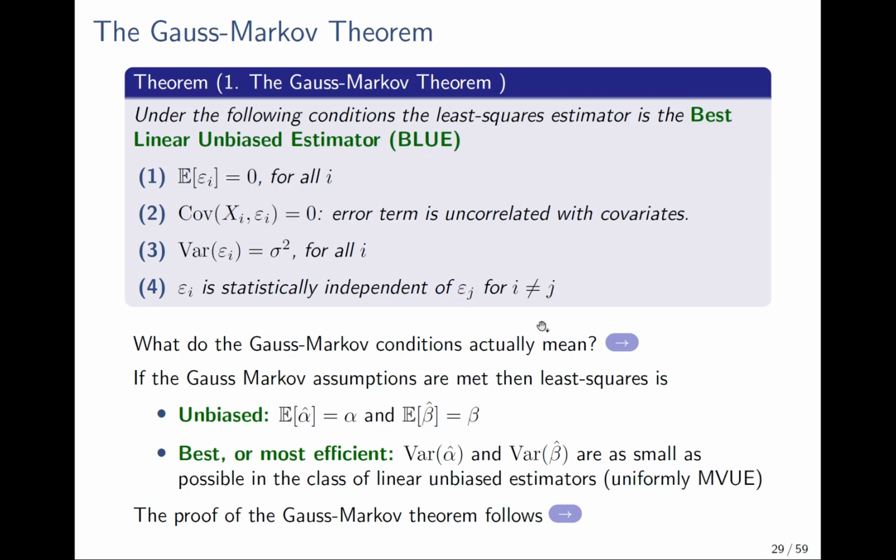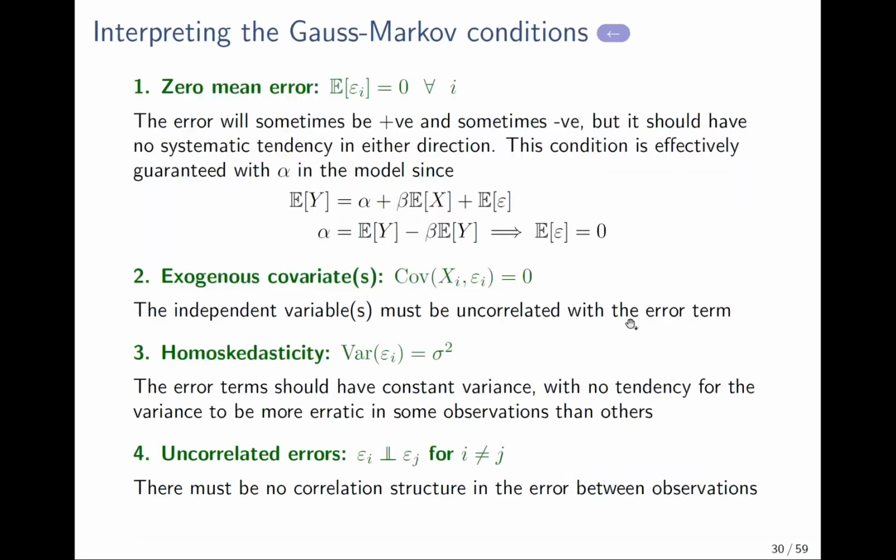So that's the Gauss-Markov conditions. What do they actually mean? Well, the way to interpret them is as follows. Zero mean error. The error term that we observe will sometimes be positive and will sometimes be negative.